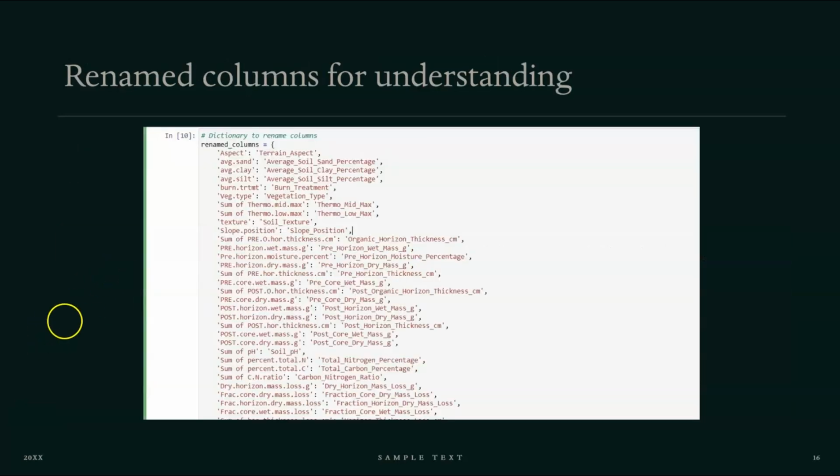For example, aspect became terrain aspect, and texture became soil texture, because we can't know anything from only the word texture. Then the C dot N ratio became the carbon nitrogen ratio. Like that, we have changed the column names of all of them.